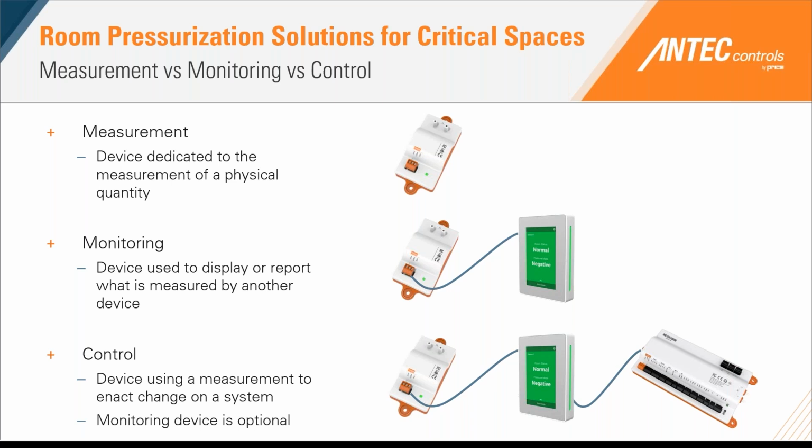If you want to include local monitoring of that room pressure reading, then we're going to want to also introduce a type of display, a monitor that can allow us to visually display and report what's being measured. And the last strategy we have here is if we're actually trying to control to a pressure set point and we want to utilize room pressure control, we're also going to have to factor in the controller in that system. We need a device to take in that reading and enact that change on the system. Having the monitor in that space for room pressure control is optional, but in most situations, you may still want to have that monitor there for local visualization.